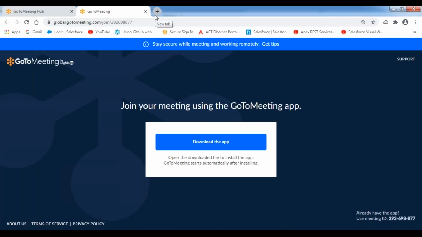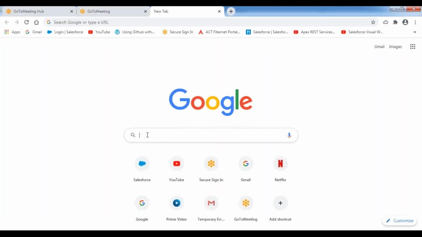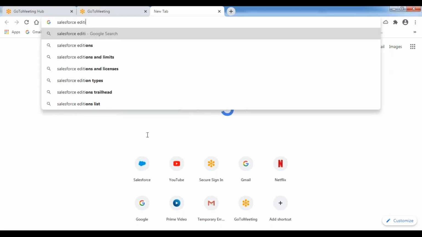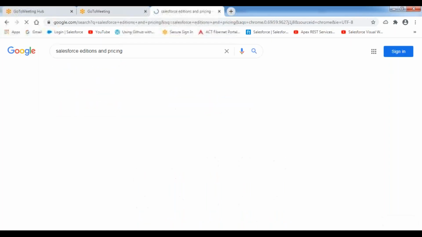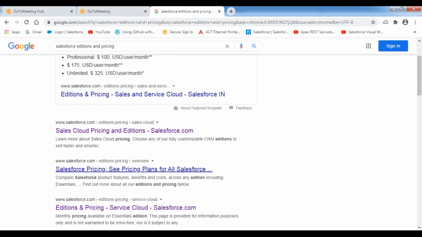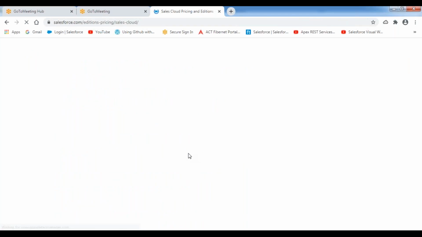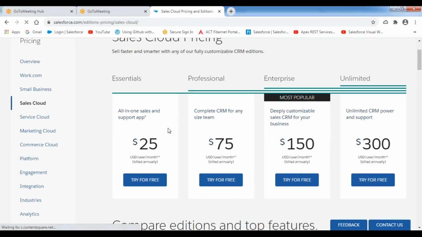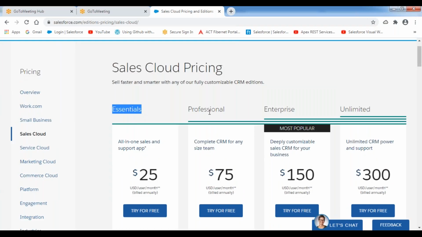On the Salesforce website, I'm searching for Salesforce editions and pricing. Now let's see. As part of Salesforce, they provide these four editions: Essential, Professional, Enterprise, and Unlimited.